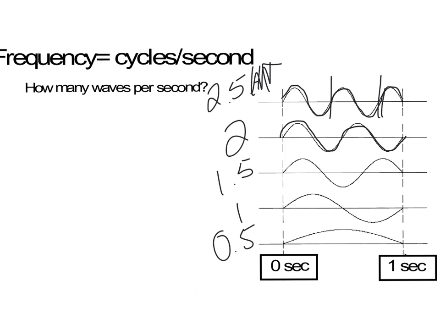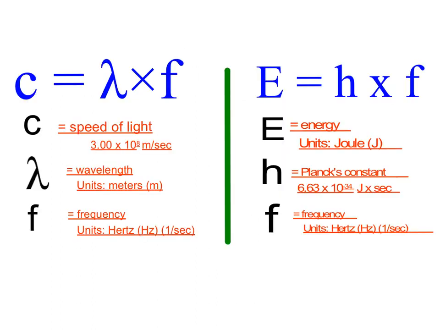There we go. We are just looking at how many wavelengths we can get through in a single second of time, literally 1 second. How many times can you go up, down, back to the start, up, down, back to the start? So we've talked about the parts of the wave, we've talked about frequency.